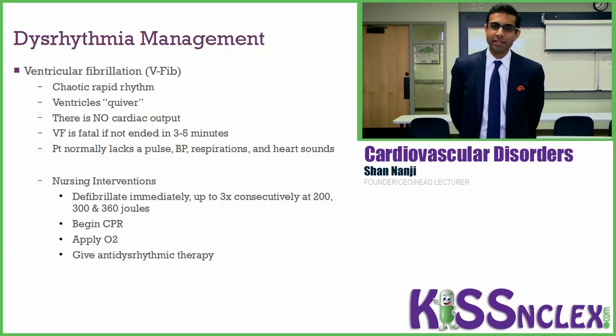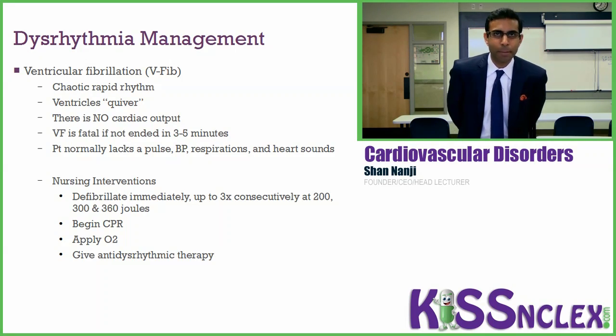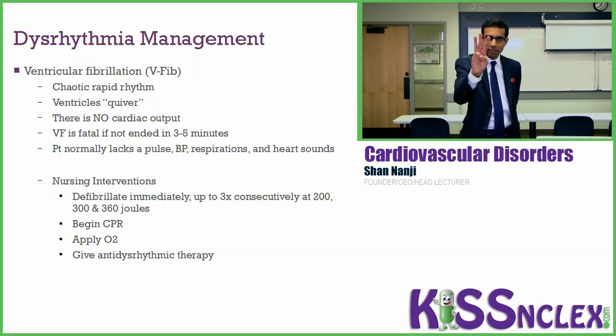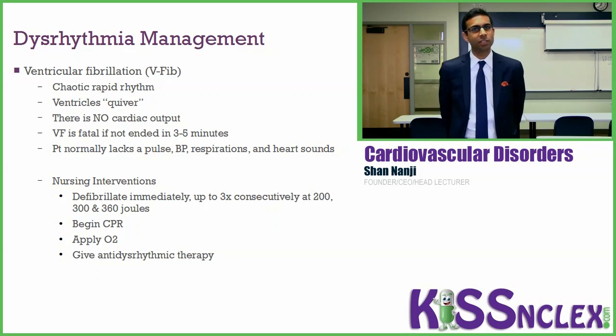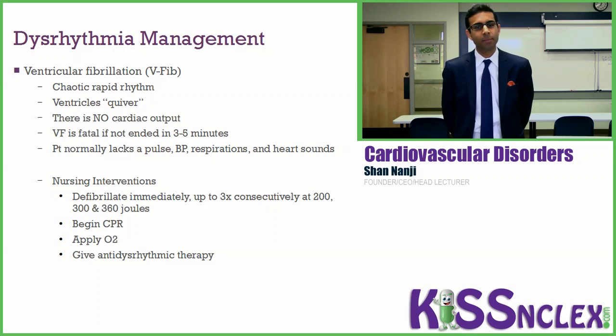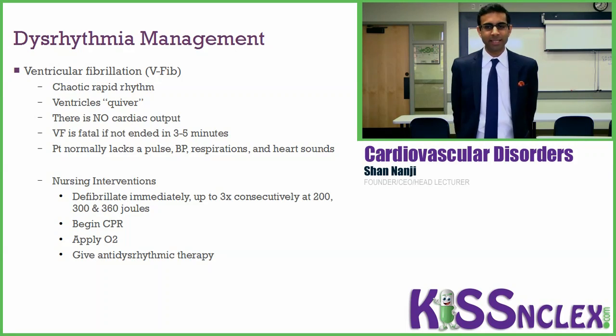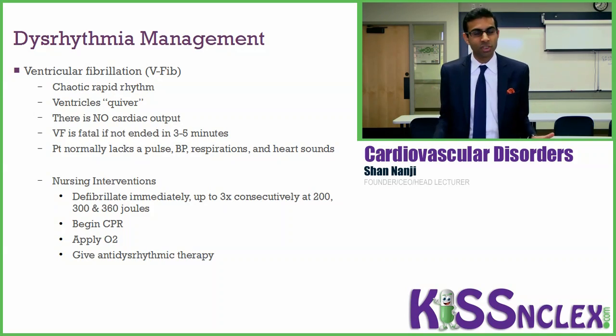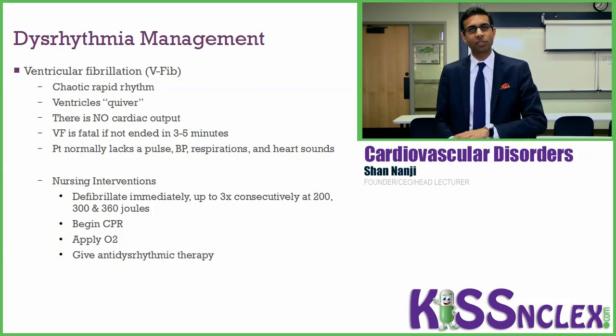So what are you going to do as a nurse? You're going to have to defibrillate them immediately and get them going again, okay? Up to 3 times consecutively at 200, 300, and 360 joules, and begin CPR. Apply oxygen like you always should, and then give them that antidysrhythmic medication.